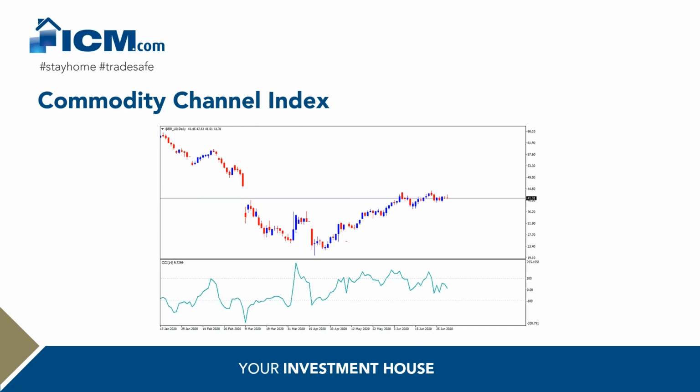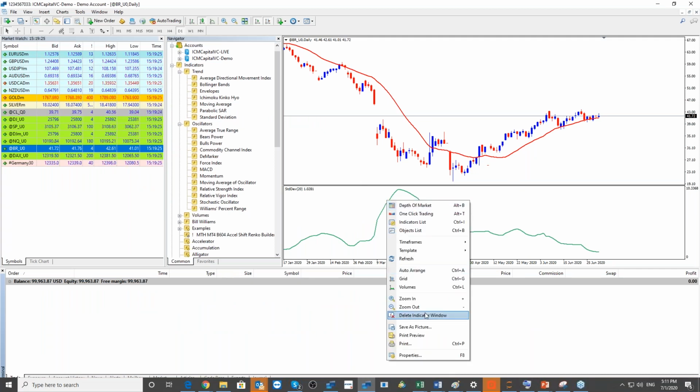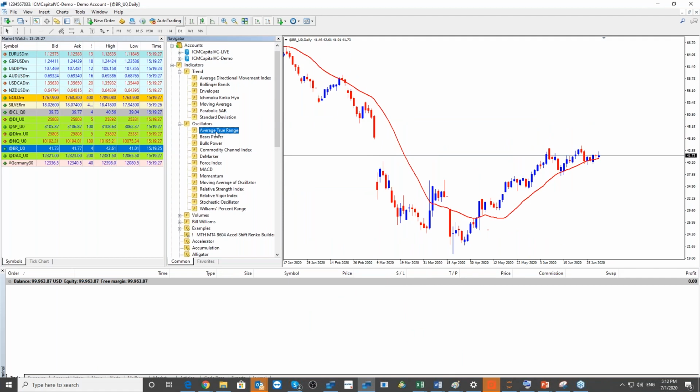Let's move on to the platform so you may understand better how exactly to identify this. So let's move on to the platform. Let's remove this. You can plot this from the oscillators. So let's take the first oscillator as the ATR.